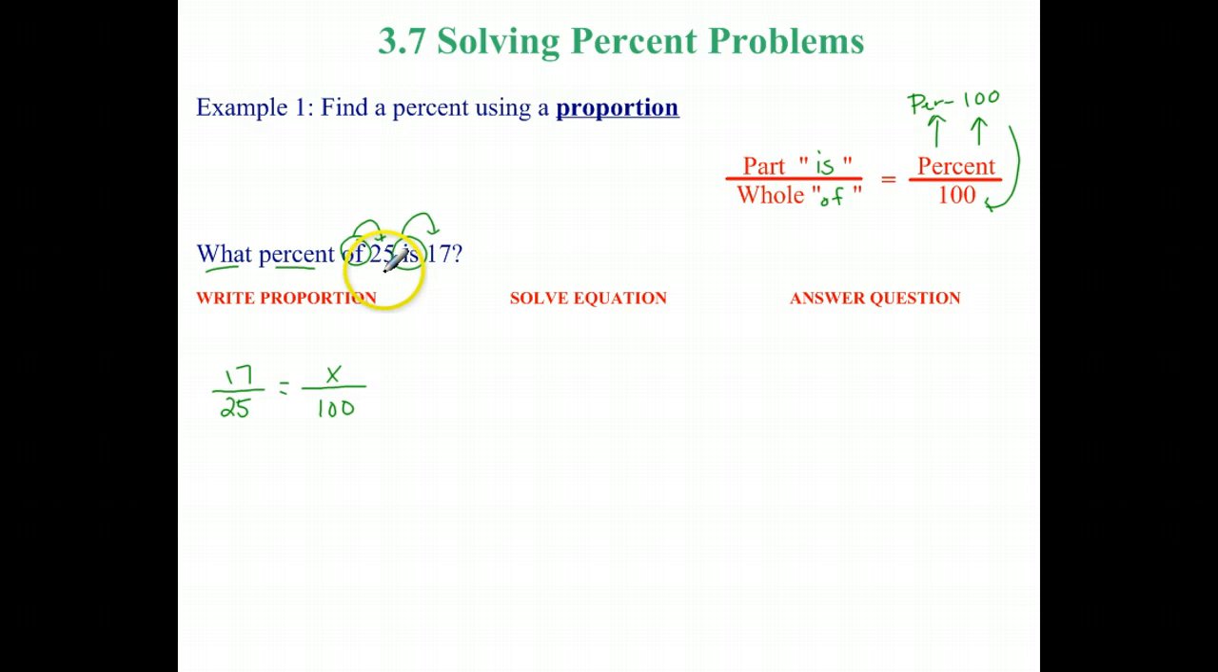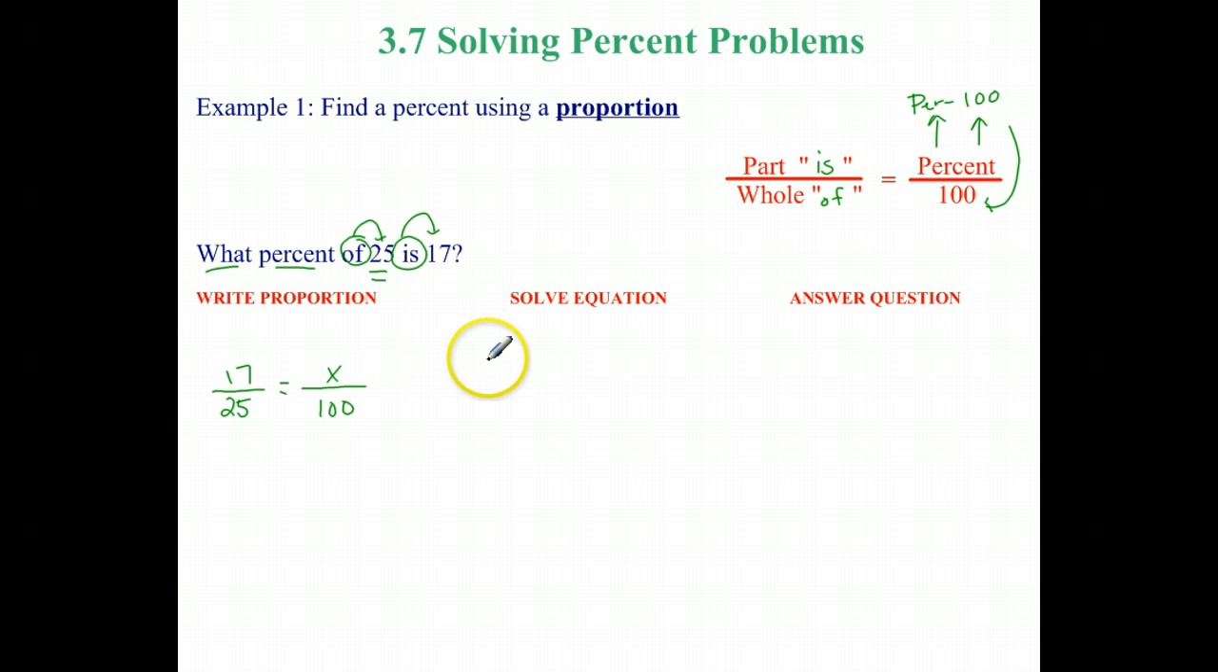A lot of people tend to think that the 25, because it's larger, has to go on the denominator. That's not always the case. There are times when we have percents of increase that are over 100%. So please don't be fooled by always thinking that the larger number goes in the denominator.